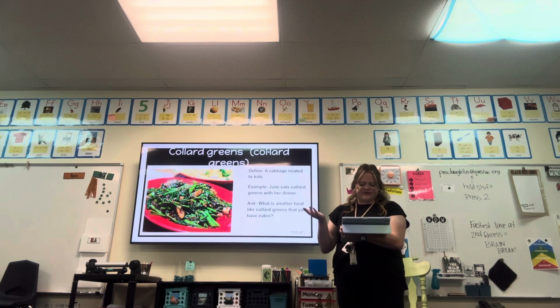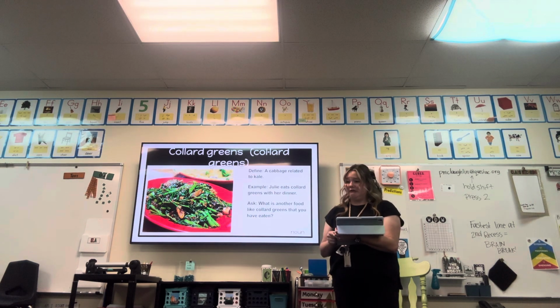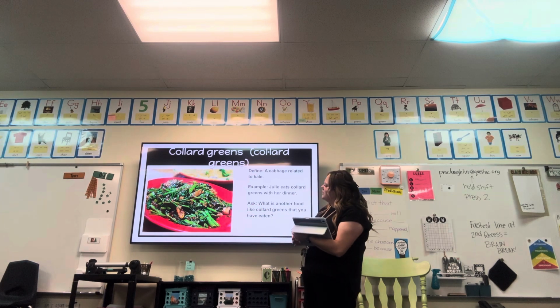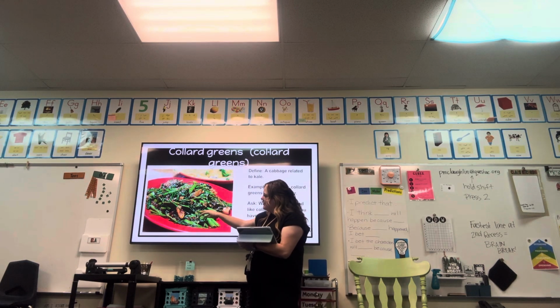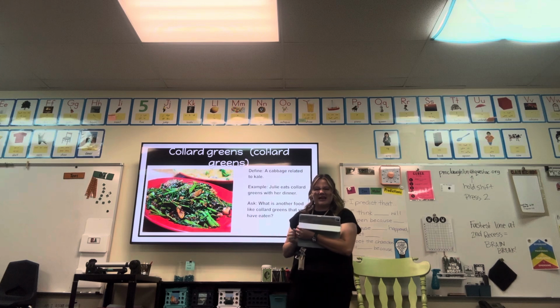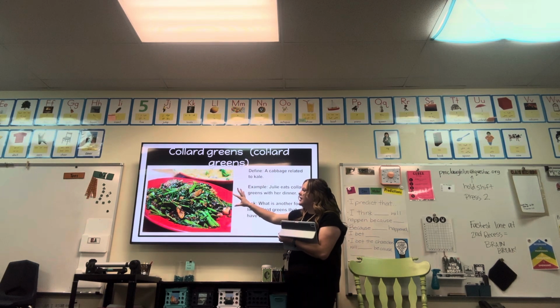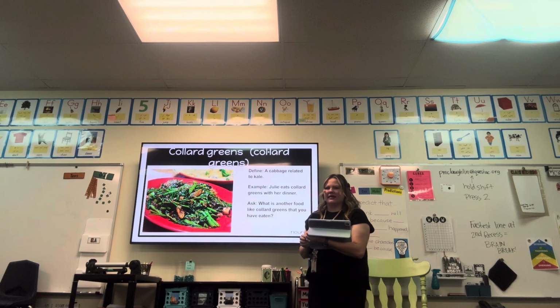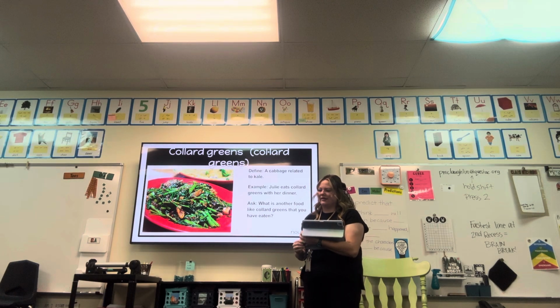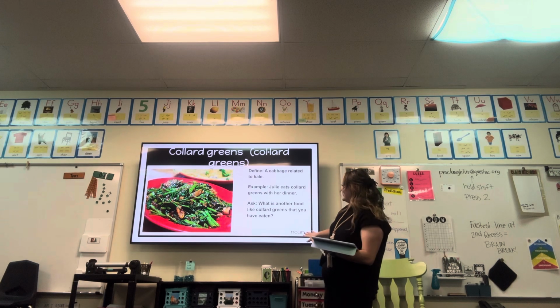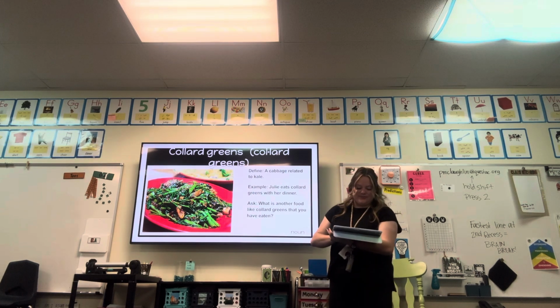What is another food like collard greens that you have eaten? So taking a look at this, I see some leaves right here. It looks like it's been kind of boiled. What is a vegetable, a leafy green that you have had that is boiled? What do you think? Yeah, you've had cabbage before. This is a noun. It means it is a thing.